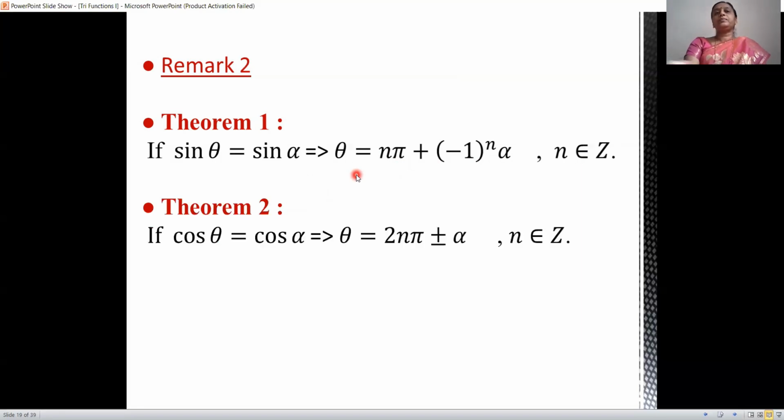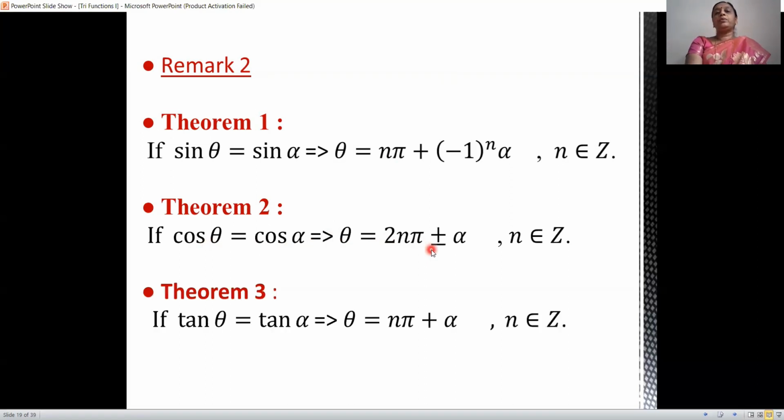Now, if the function is of the type cos theta is equal to cos alpha, then this equation implies that theta is equal to 2n pi plus minus alpha, n belongs to Z. Means if the equation is of the type cos theta is equal to cos alpha, then the general solution for this function is theta is equal to 2n pi plus minus alpha.